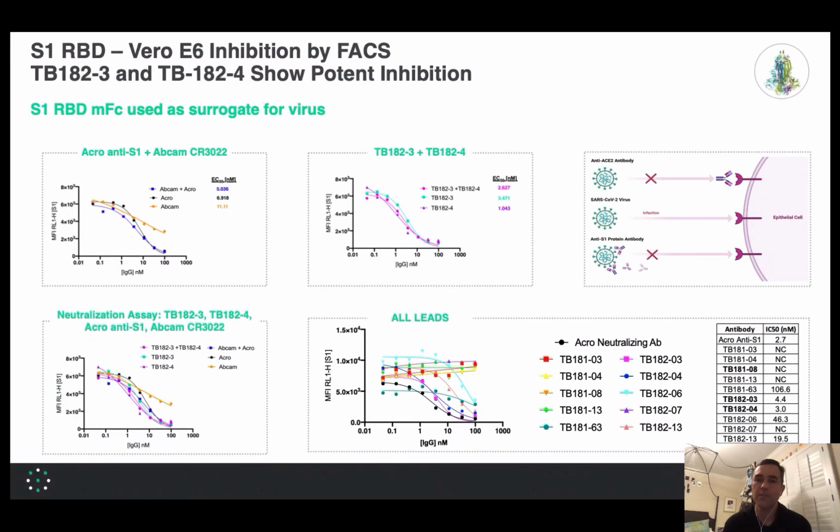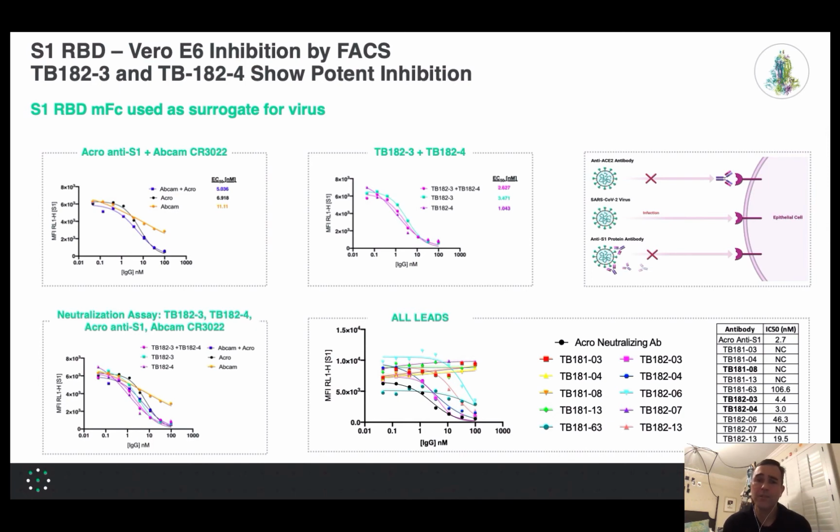And we've gone on to show that several of these antibodies show very potent inhibition of S1 ACE2 interaction. Again, many people know that this is the main target of therapeutics against SARS-CoV-2. And you can see on the top right, we're trying to find antibodies that not only block the S1 protein, but also potentially ACE2 to block infection of the virus. Here is a cell-based assay that we've rigged up where we have Vero E6 cells which express high levels of ACE2. We come in with S1 RBD mouse Fc as a surrogate for the SARS-CoV-2 virus.